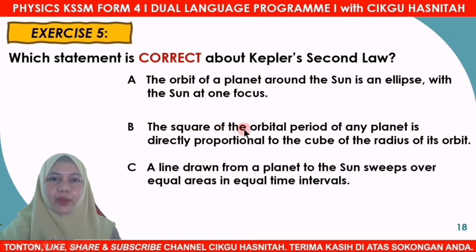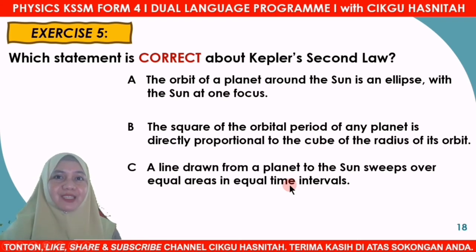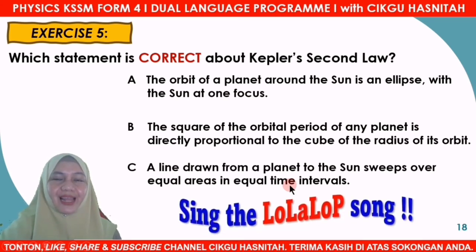Second, the square of the orbital period of any planet is directly proportional to the cube of the radius of its orbit. And C, a line drawn from a planet to the sun sweeps over equal areas in an equal time interval. So how do you memorize Kepler's laws? Remember our Lula Loop song? Lula, lula, lula, loop. So Kepler's second law, law of area.